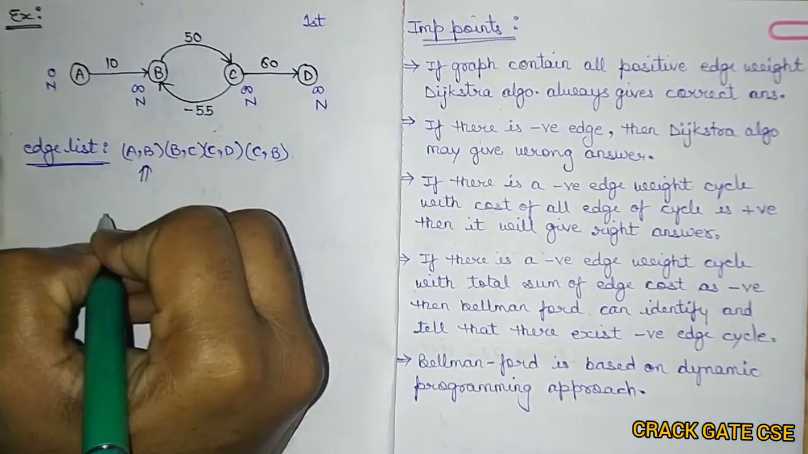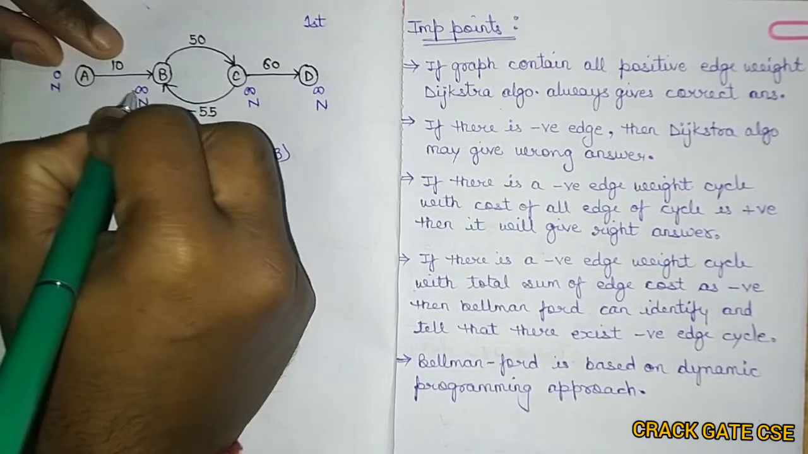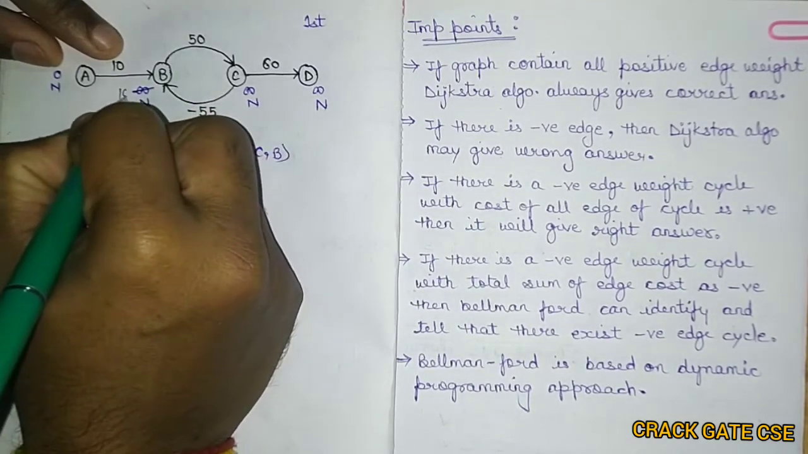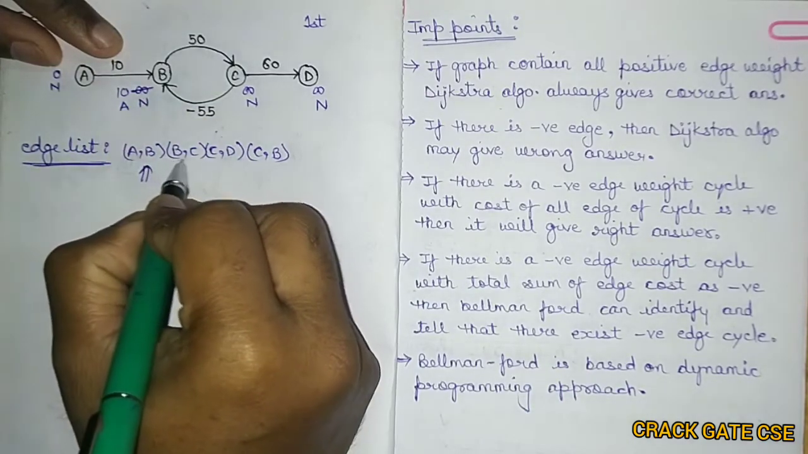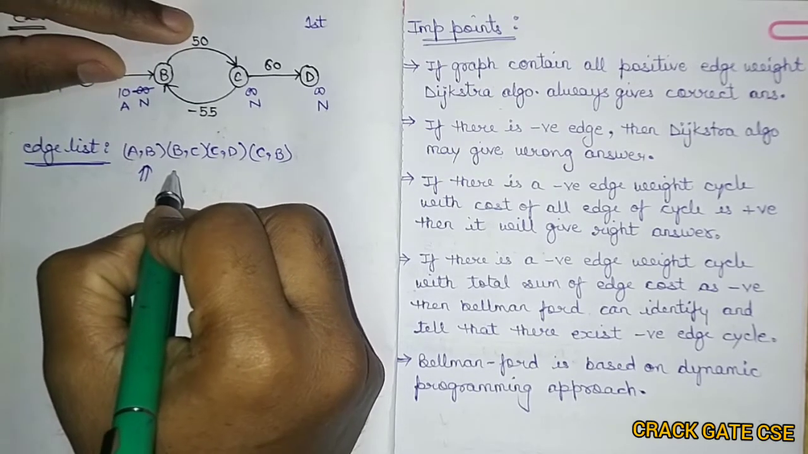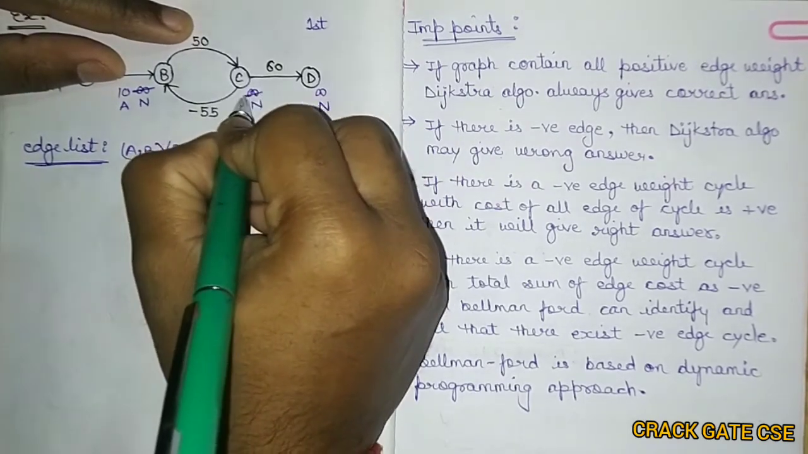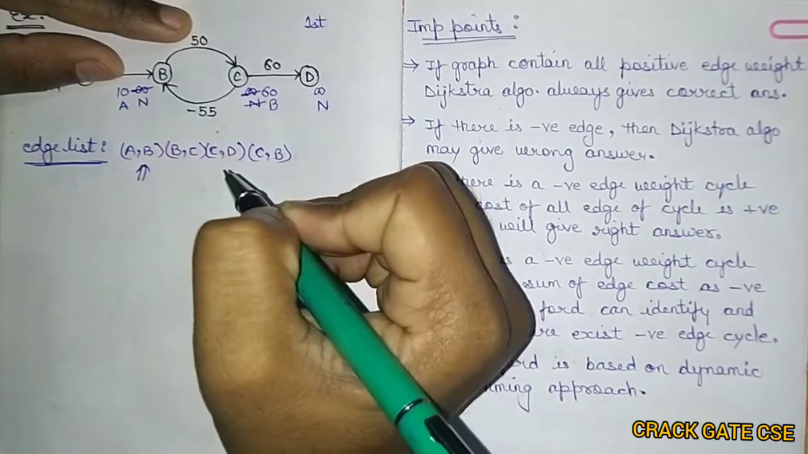Go to A and B. So 0 plus 10 is 10, which is less than infinite. So I am updating this as 10 and the parent is A. Now the next edge is B to C. B value is 10 and 10 plus 50 is 60. So I can update this value as 60 via B, right?